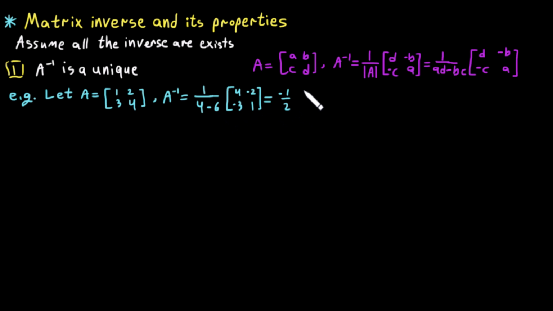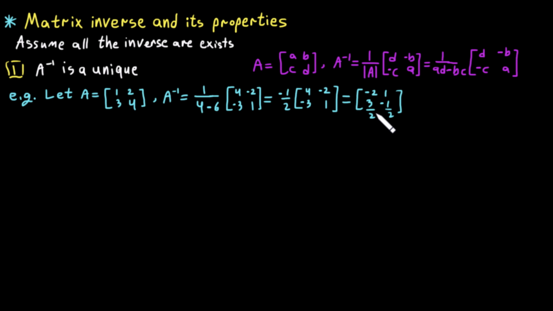Now let's write this again: 4, negative 2, negative 3, 1. Now if I multiply negative half into each element, negative half multiplied by 4 is negative 2, negative half multiplied by negative 2 is 1, negative half multiplied by negative 3 is 3 over 2, and negative half multiplied by 1 is negative 1 over 2. So this is the A inverse.